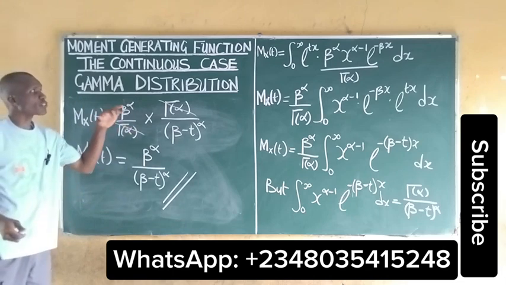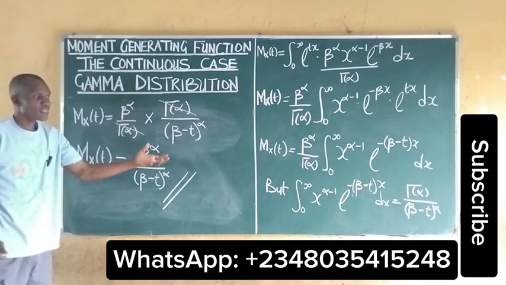So if you're looking for the gamma distribution for the continuous case, this is the procedure.